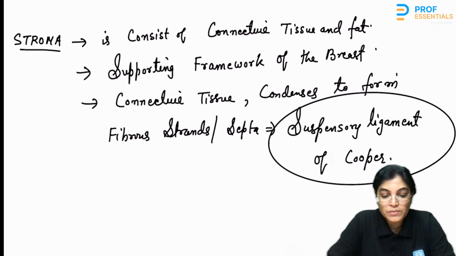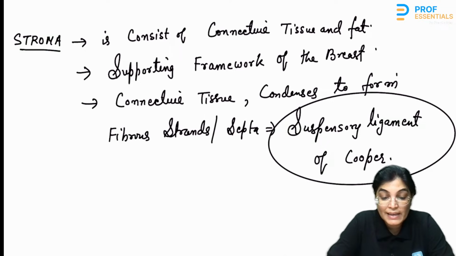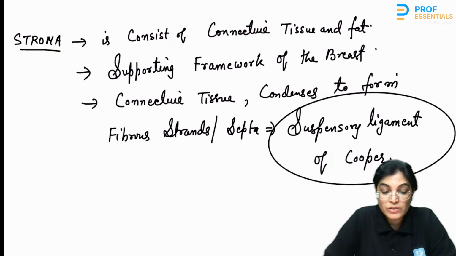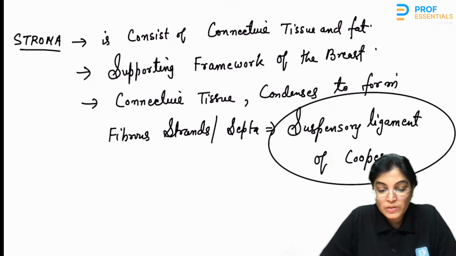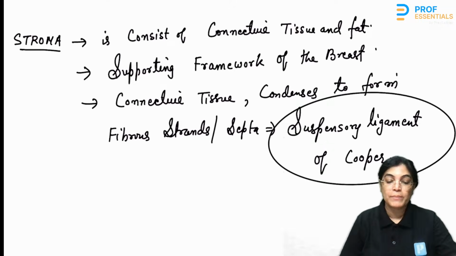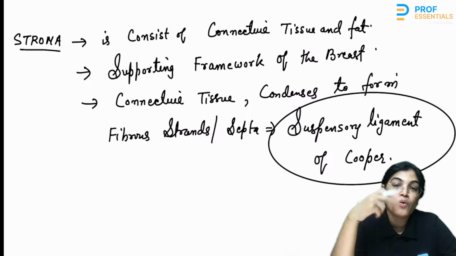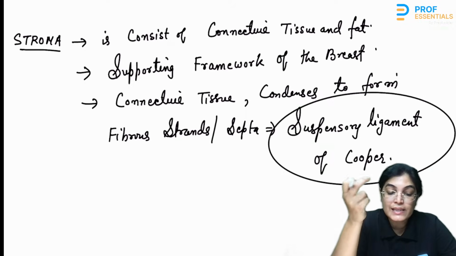If you look at the arrangement of the suspensory ligament of Cooper, it is radially arranged, and these are very important structures providing strength and support to the breast. It connects to the dermis of the overlying skin, to the ducts of the breast, and to the pectoral fascia. This is how it supports the mammary gland. What is its role? The suspensory ligament of Cooper, arranged in a radial pattern, connects the overlying skin, specifically the dermis.